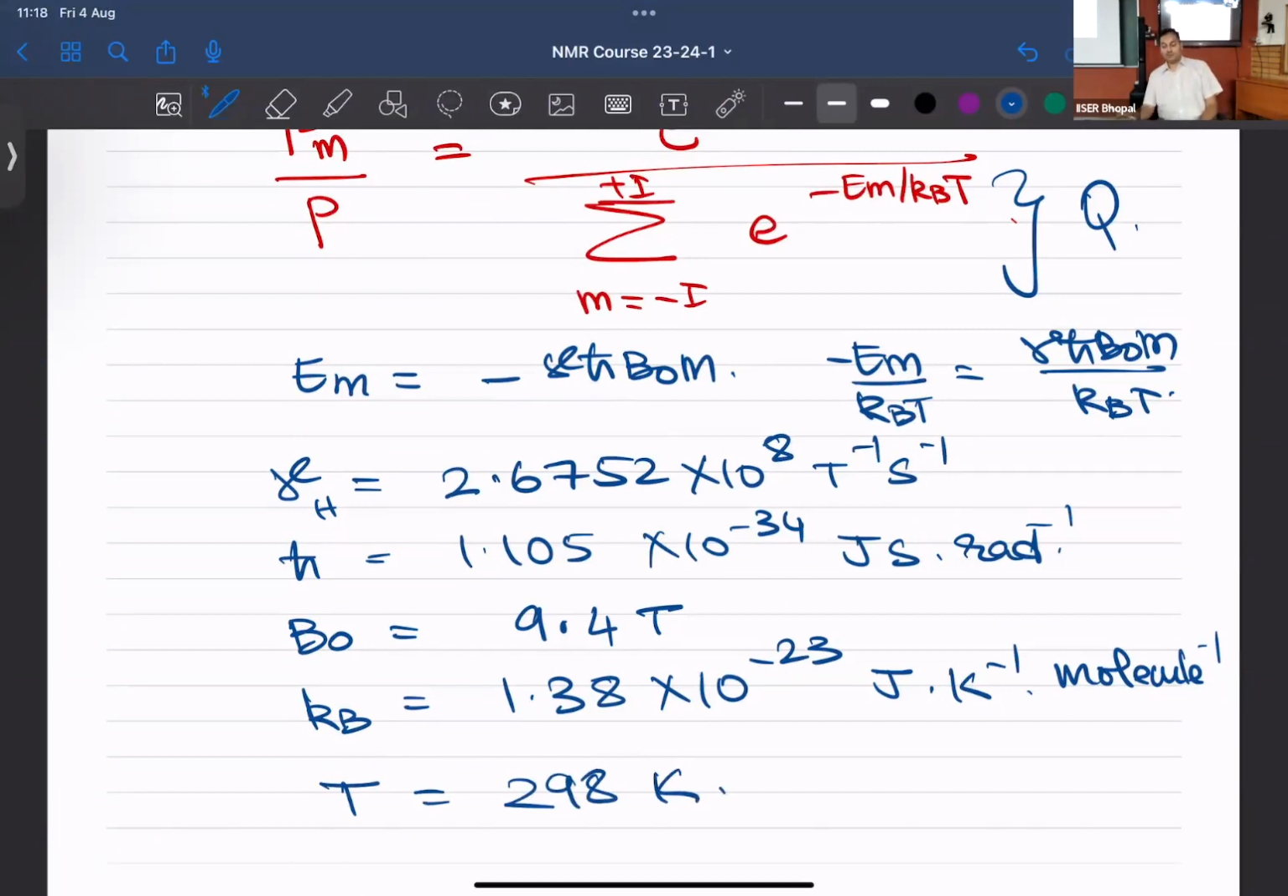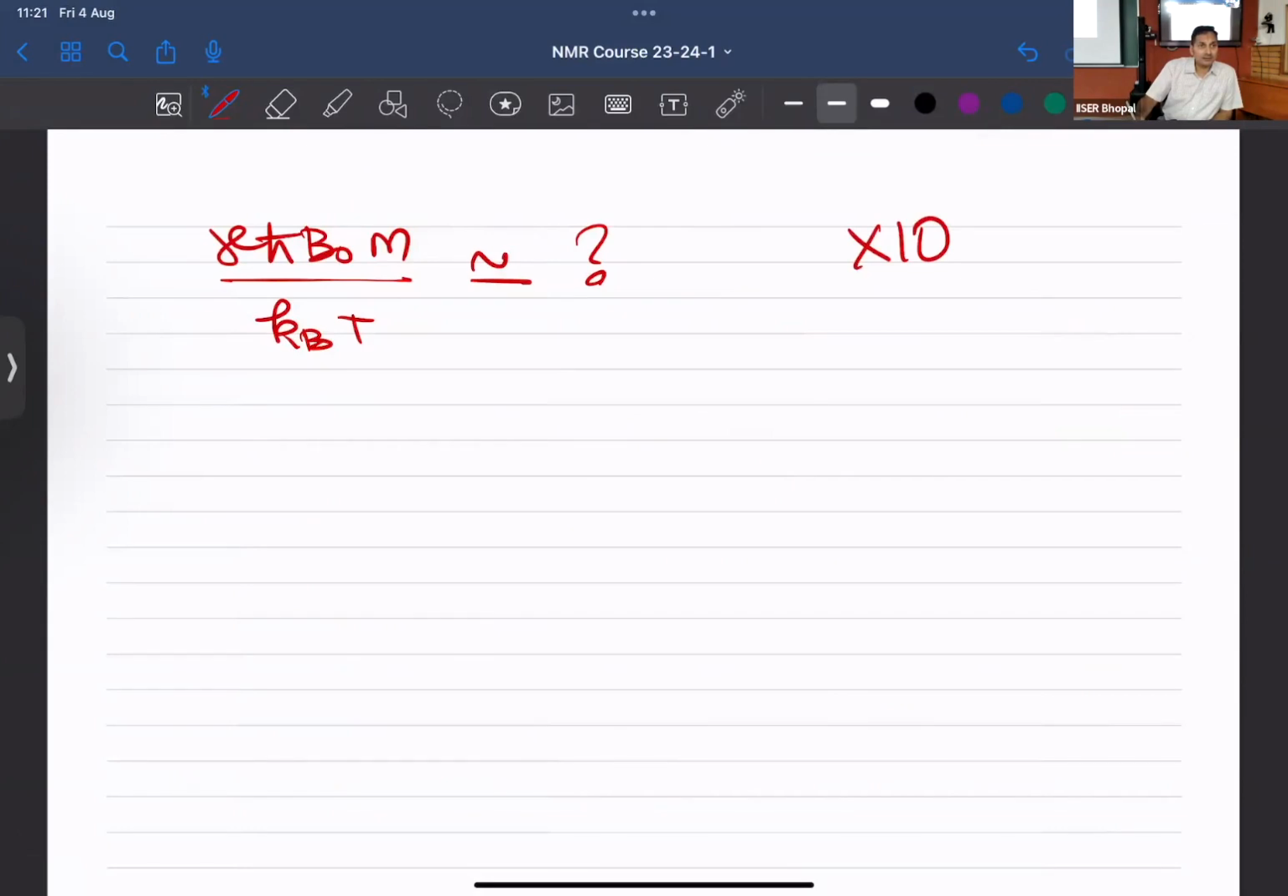What I want you guys to do is to calculate the ratio of gamma h cross B naught m. Forget m right now. Gamma h cross B naught. M also you can put. M is half, right? Just put a half. It's plus or minus half, so you can put a plus or minus sign later on. So m equal to half. Calculate the ratio of gamma h cross B naught m by kBT. Around 10 to the power 2 into 10 to the power minus 4.